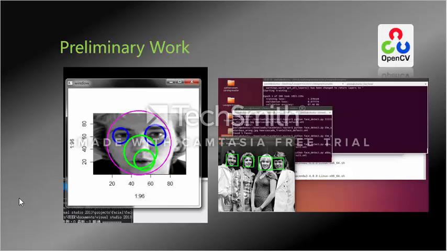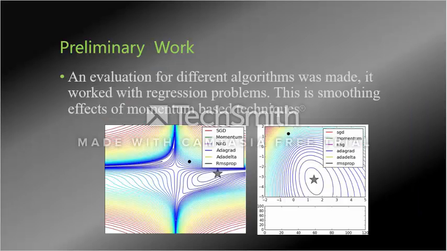In this case, we decided to go with deep neural networks. With neural networks, the problem is a regression problem, so we tried to evaluate the best way of smoothing it, in this case with momentum. There are different techniques we have. SGD is quite good, but it's too slow. At this moment, the one we're going to use is Nesterov, because we think it's the best one.